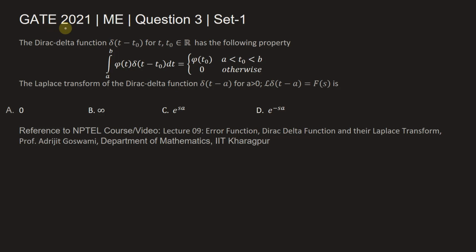This problem is from GATE 2021 Mechanical Engineering Set 1. The Dirac delta function delta(t minus t naught), for t, t naught belonging to the real numbers, has the following property. So the property of this Dirac delta function is given here. We need to find the Laplace transform of the Dirac delta function delta(t minus a) for a greater than 0, which is also equal to F(s). Among these four given options, we need to choose the correct answer.